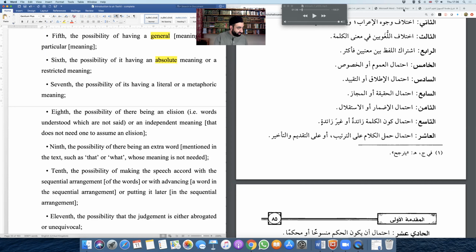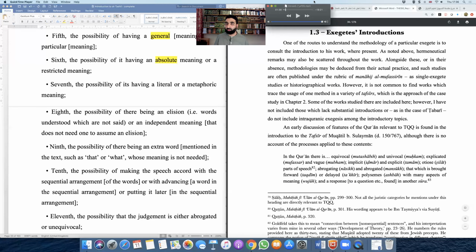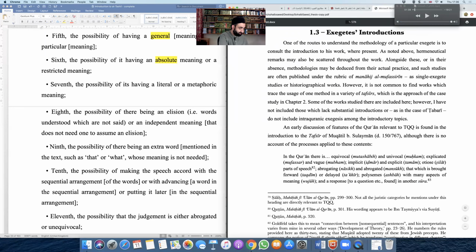But my thesis has got a section in it which is called Juristic Methods in Tafsir al-Quran bil-Quran, right? So yeah, I'll pull that up for a brief look. Okay. Remember page 36 because I want to come back to that.